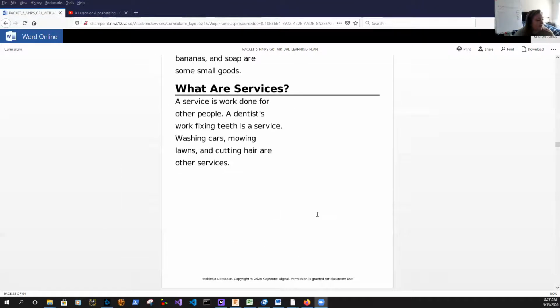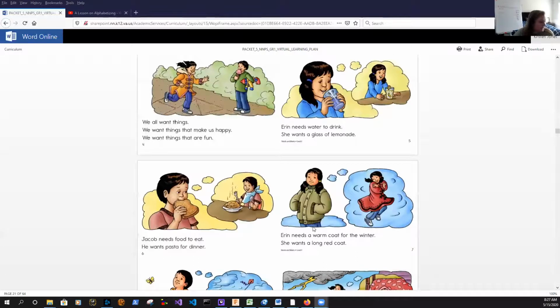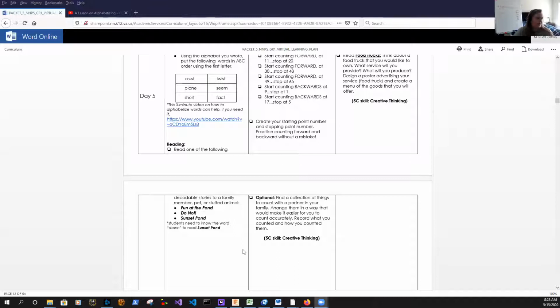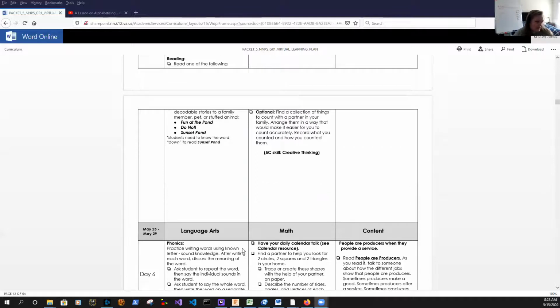Okay, choose one of those and read it to a family member, pet, or stuffed animal. That's our reading activity for today. You're just going to read that.